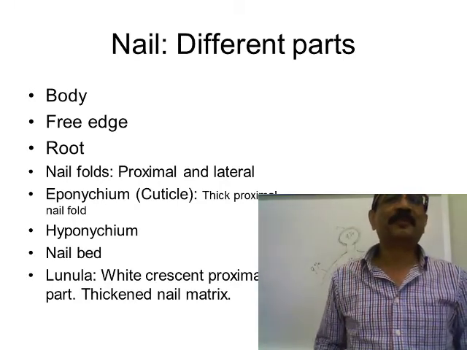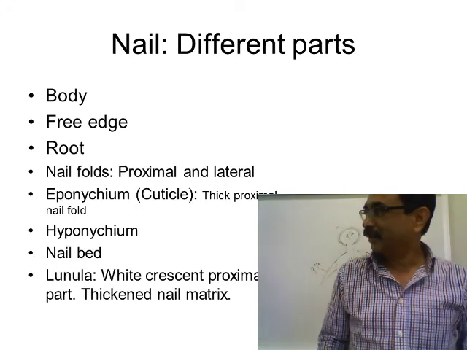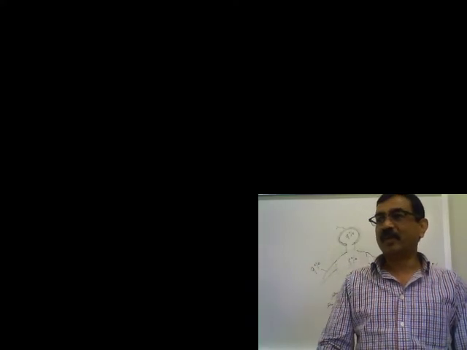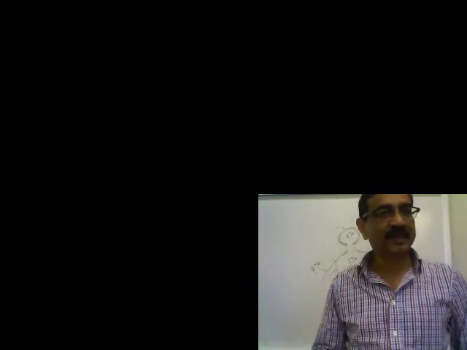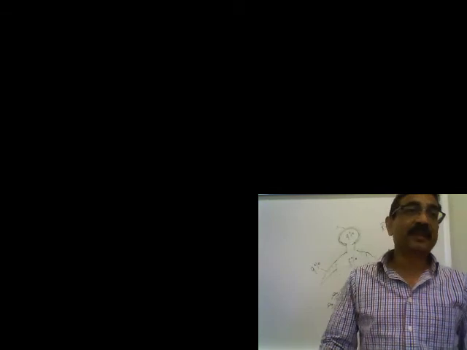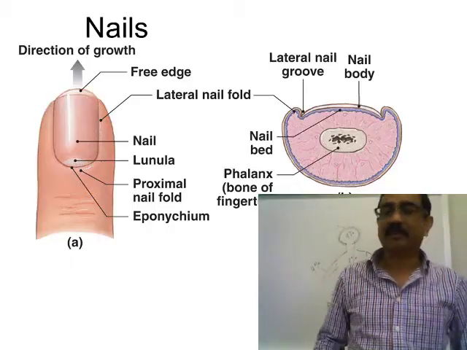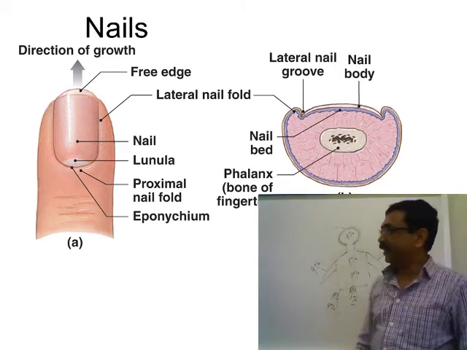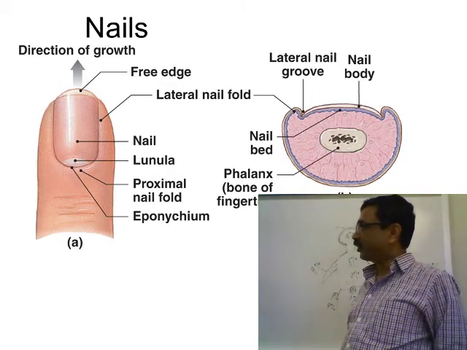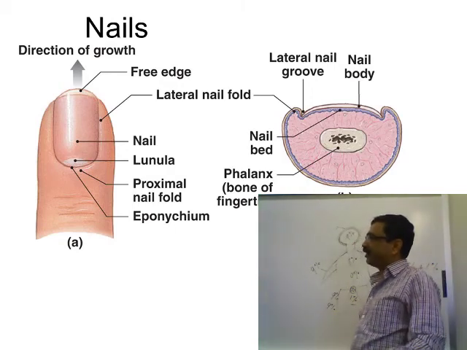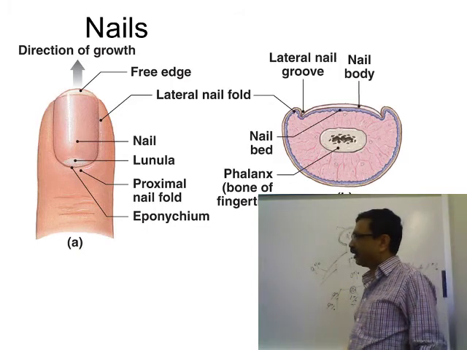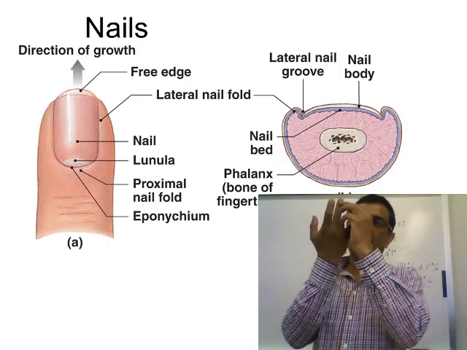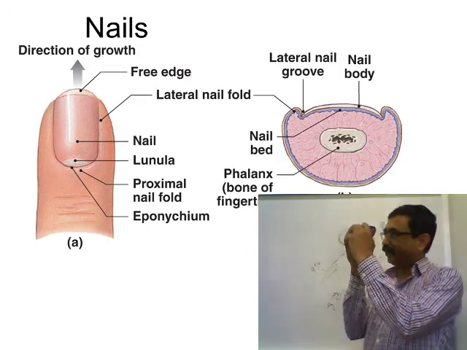Okay. So very briefly, just know the parts of the nail. We don't see the whole nail from outside, only a part of it we can see from outside. Okay. A lot of structures are inside the fingers, so we don't see. So nail has following structures: body, free edge, root, nail fold, eponychium, which is called cuticle, hyponychium, nail bed, lunula. Lunula is the white crescent area in the back of the nail.